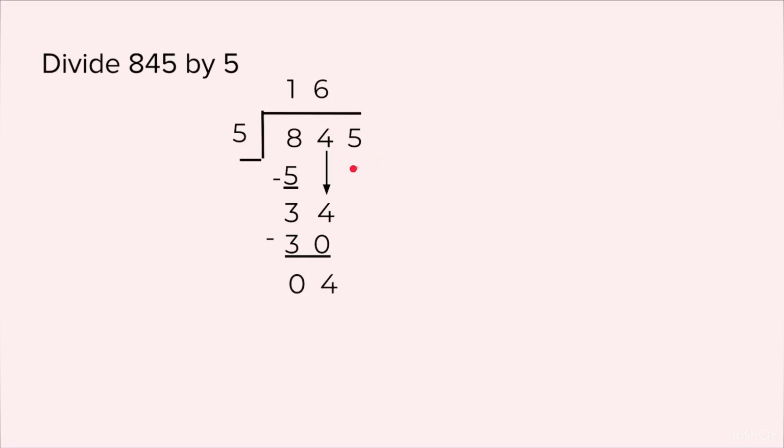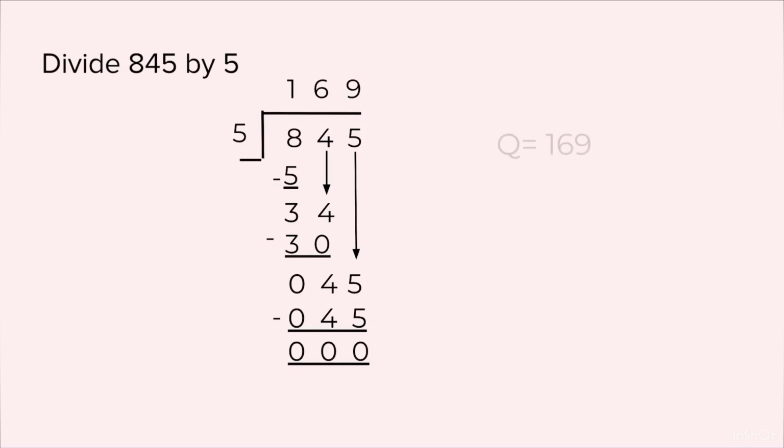We bring down the last digit 5. We get 45. 5 into 9 is 45. We write 9 on top, 45 at the bottom. We subtract. So quotient is 169, remainder is 0. Which means each child will get 169 toffees.